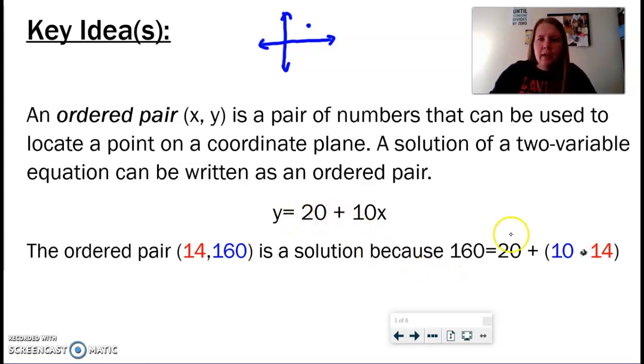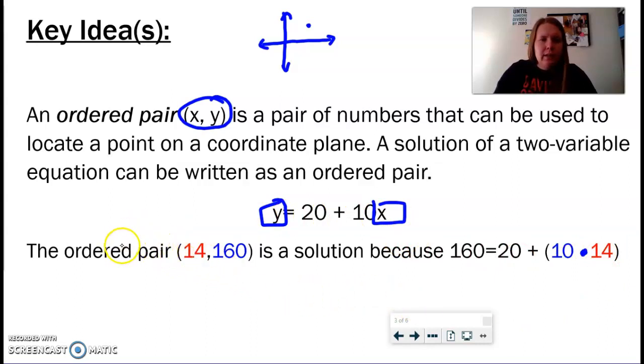For example, here they've given you an equation form. Maybe you're given the equation y equals 20 plus 10x. You have two variables: a y as a variable and an x as a variable. That's just how our coordinate points are, x and y. So you can have solutions and write them as an ordered pair.